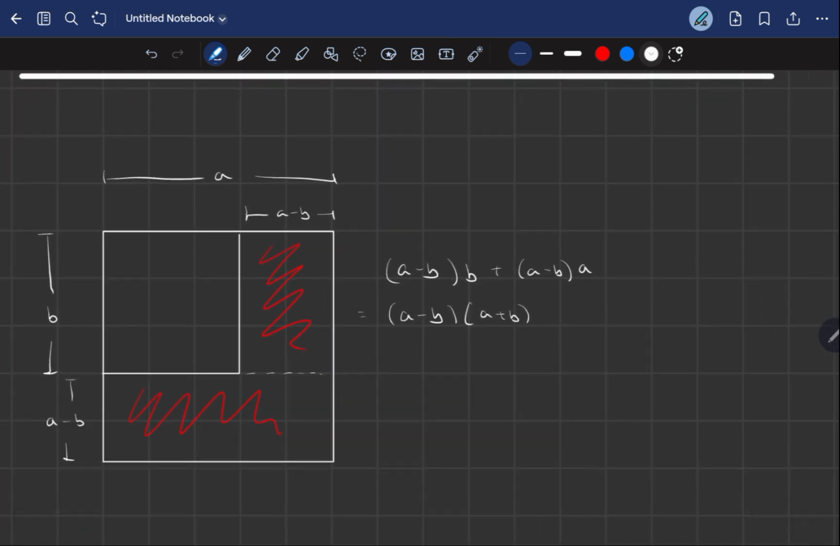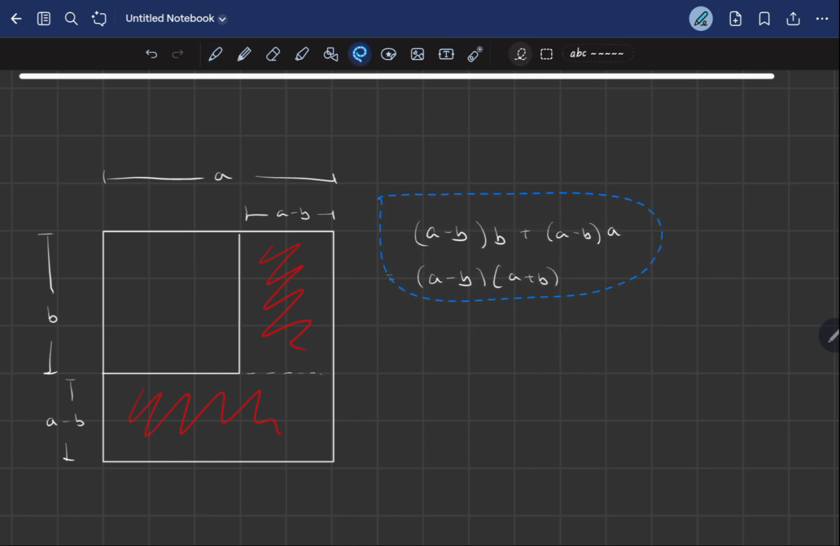Visualize rotating this piece round right here. And we can do this because they both have the same width. So I'm going to draw on the extension in blue. So now I have one massive rectangle that I'm drawing in blue.